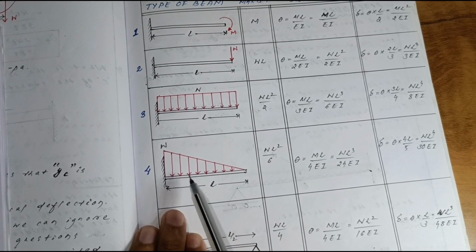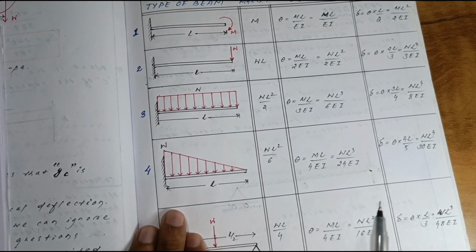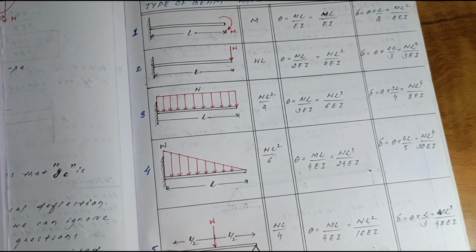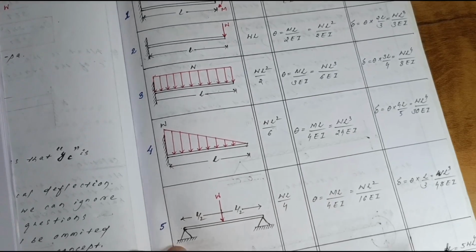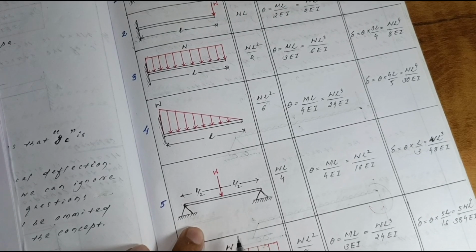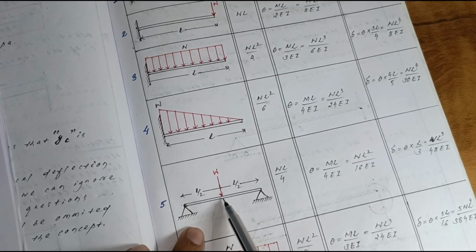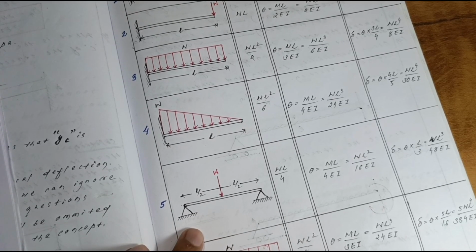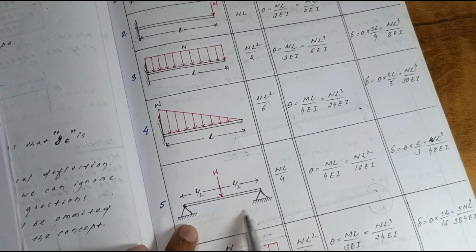In the fourth situation, we have a cantilever beam and a uniformly varying load, UVL, is distributed throughout the beam, and the length of the beam is L. In the fifth situation, we have a simply supported beam and a concentrated load is applied at the midpoint of the beam. The length of the beam is L.